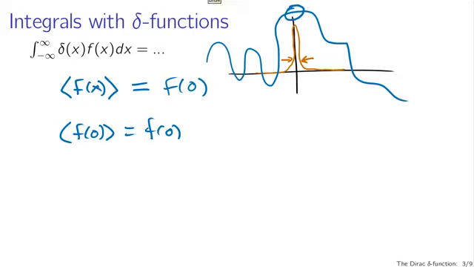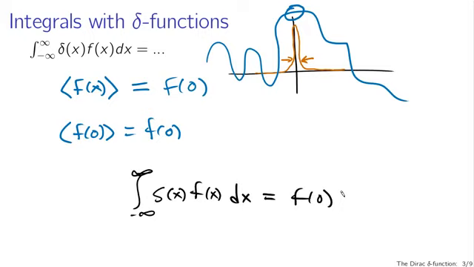So this is our first really useful formula with delta functions. If we integrate, it doesn't really matter what we integrate over, minus infinity to infinity will work. Delta of x times any function f of x integrating dx, we just get f of 0. We don't have to do the integral. Delta functions effectively make integrals go away.